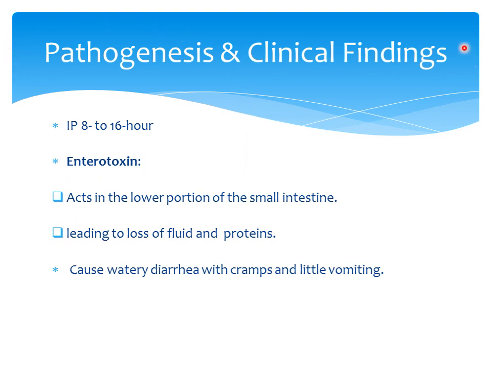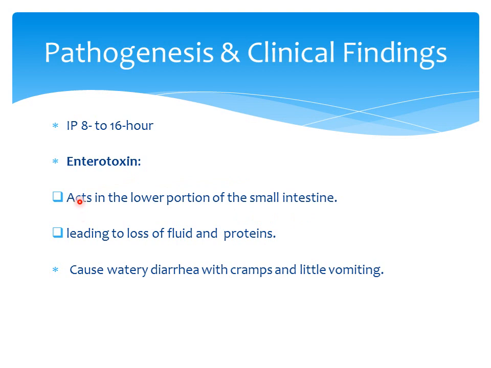الباثوجينيسيس and clinical finding of food poisoning, the incubation period اللي هو الفترة بتاعت الحضانة بتكون from 8 to 16 hours. After that, the spore starts to form enterotoxin. الانتيروتوكسين اللي هو طبعا السبور after the ingestion it will be found in the small intestine. في small intestine.